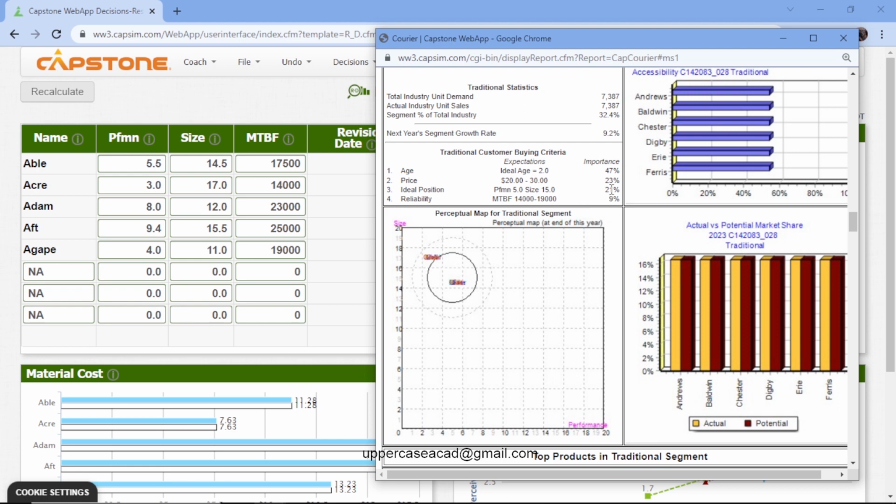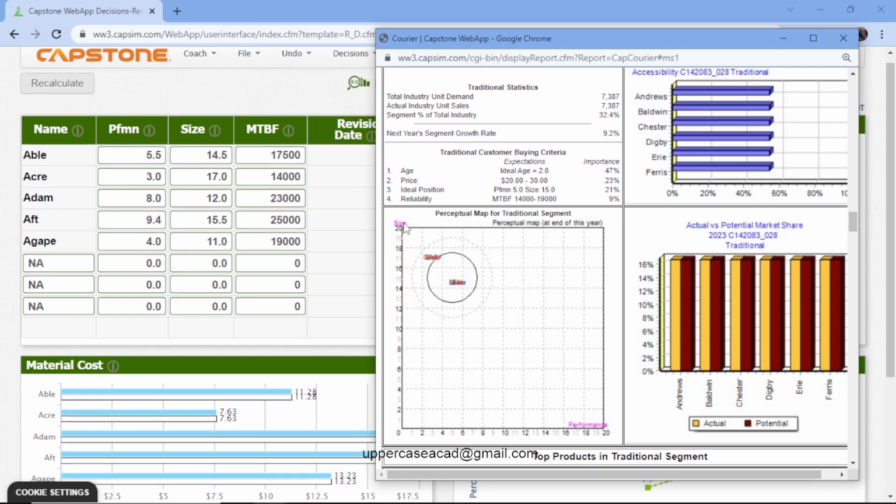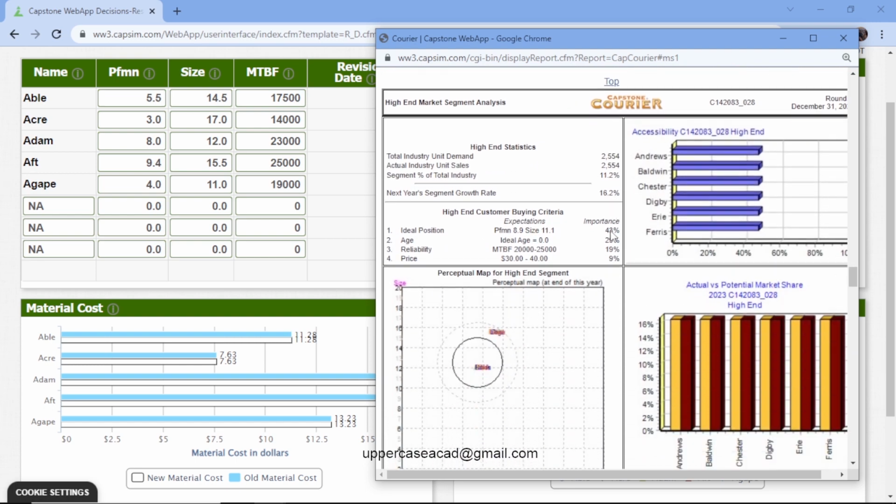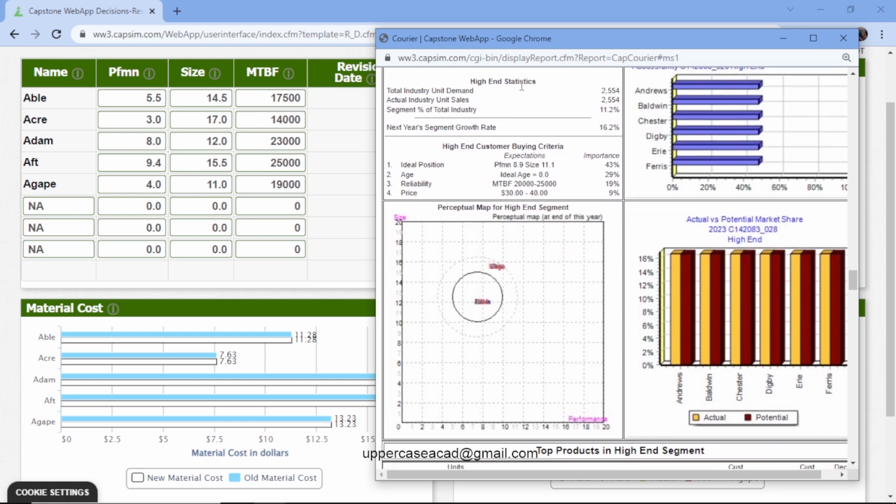has an importance of 21%, reliability has an importance of 9%. If you move down, low end, the pricing has an importance of 53%, ideal age has an importance of 24%, ideal positioning has an importance of 16%, then the reliability has an importance of 7%. If you move to the high end, ideal positioning has an importance of 43%, age has an importance of 29%, reliability has an importance of 19%, and pricing has an importance of 9%.